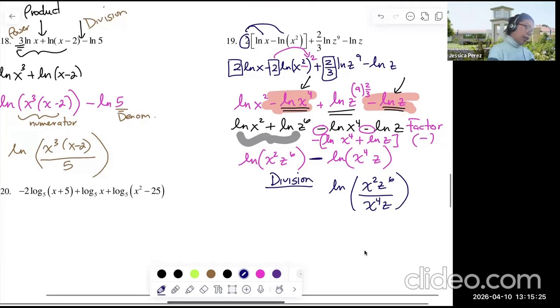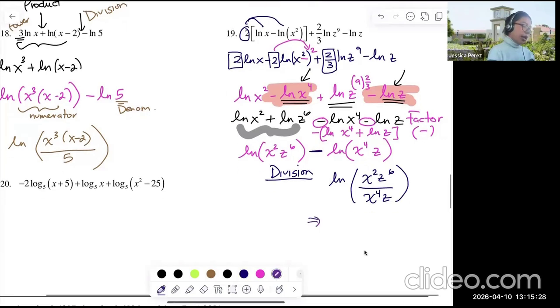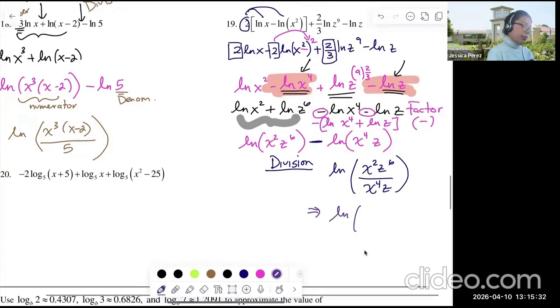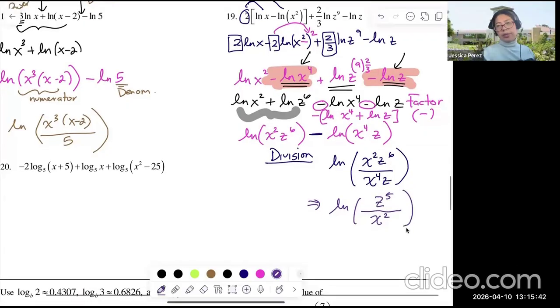And finally, I'm going to simplify the inside of the log. I have an x squared on the top and x to the fourth on the bottom. I have an x squared on the bottom. I have 6 z's and 1 z on the bottom. That makes a z to the fifth. And this becomes my final solution. So what I had to do is reorder, factor out a negative to use the product rule here, and then use the division because I have subtraction between ln's, and then finalize by simplifying the inside of the argument.